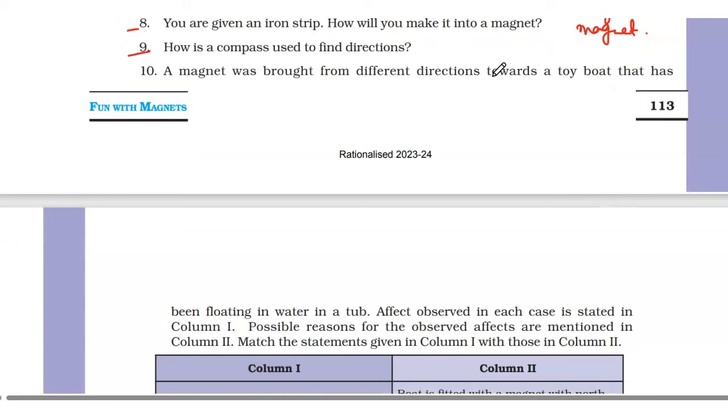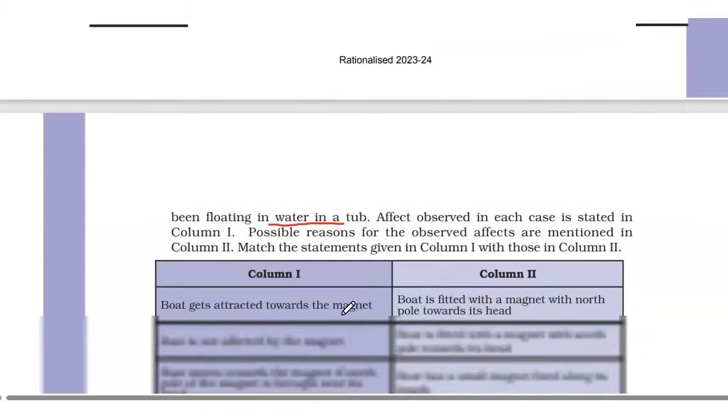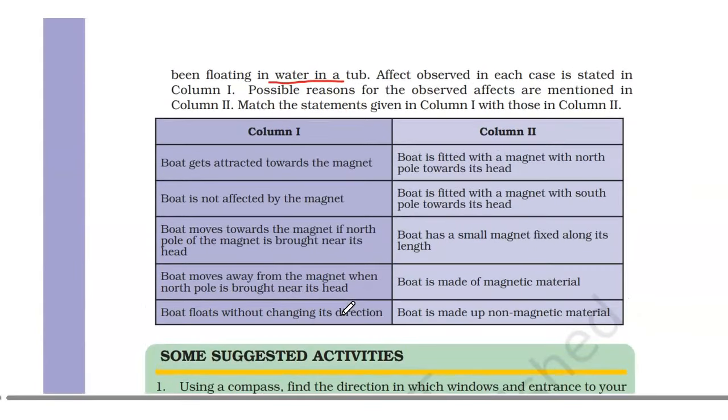Question number 10. A magnet was brought from different directions towards a toy boat that has been floating in water in a tub. The effect observed in each case is stated in column 1. Possible reasons are stated in column 2. Match the statements of column 1 with those in column 2. So let us do that.